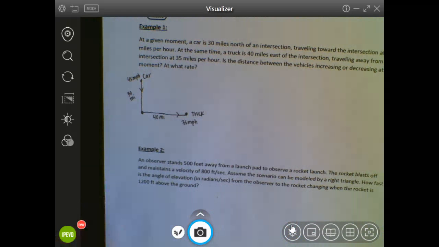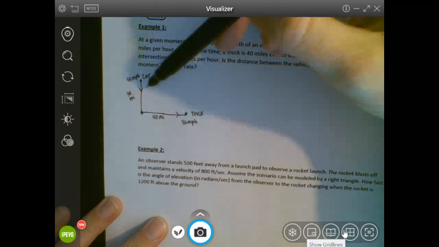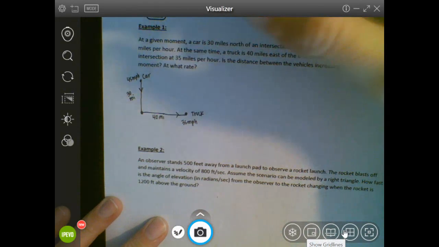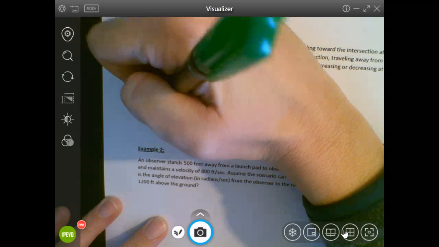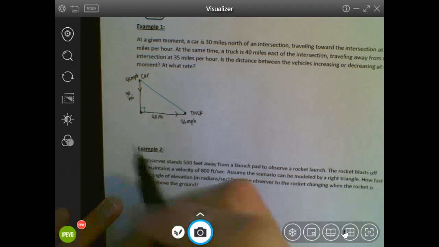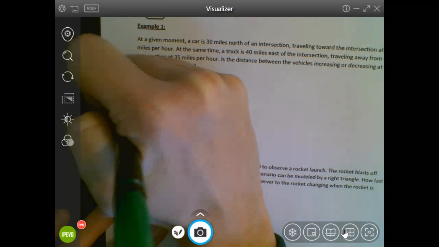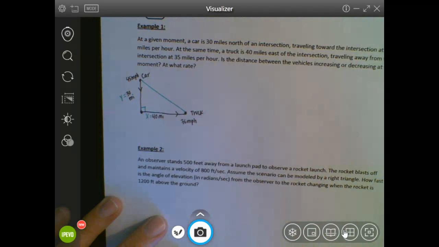And we want to know, is the distance between the vehicles increasing or decreasing at that moment? And then I want to know at what rate. So we want to know basically this rate of change. So the diagonal here, rate of change. So I can make this into a right triangle. I'm going to label my bottom side as my X. I'll label my vertical side as my Y.